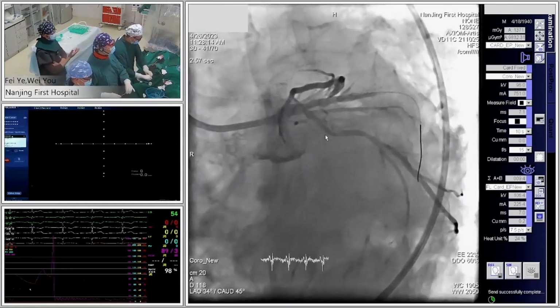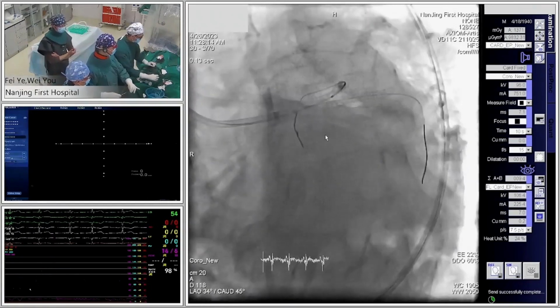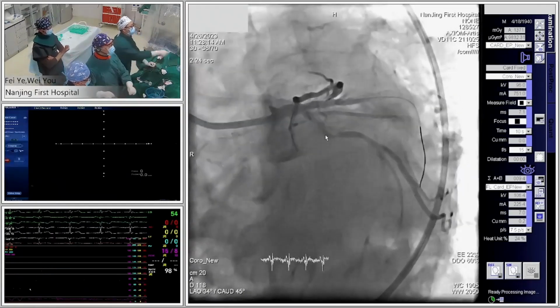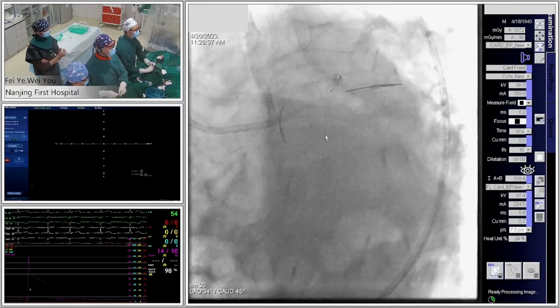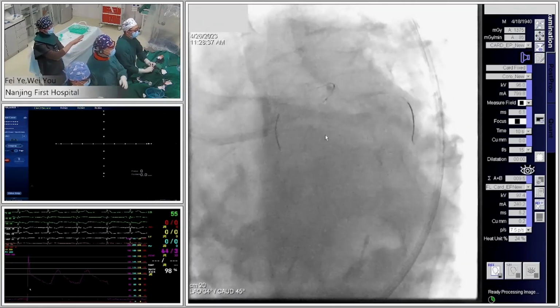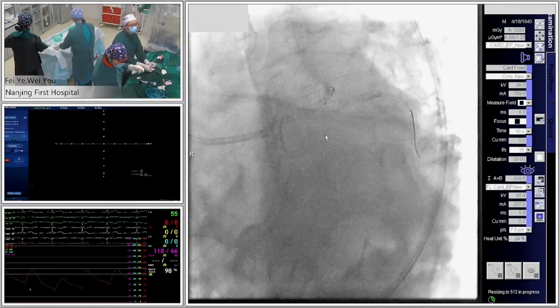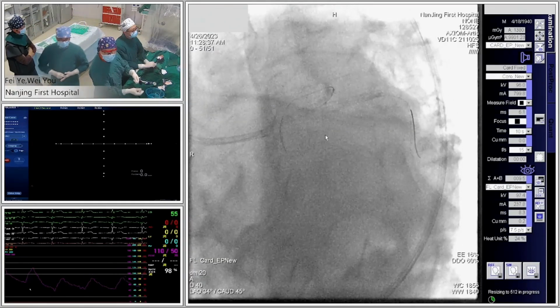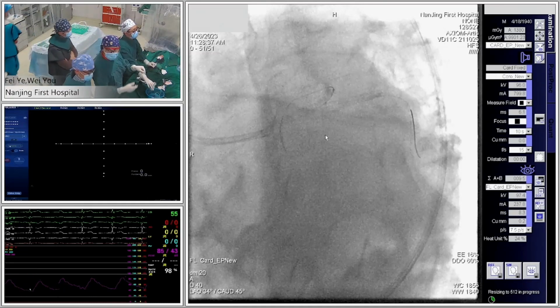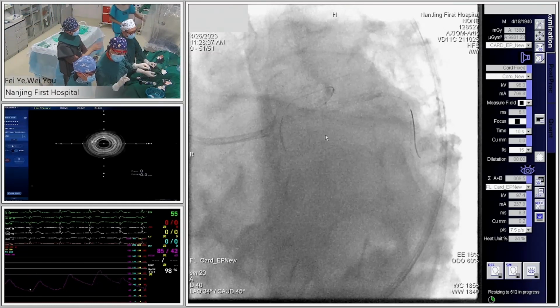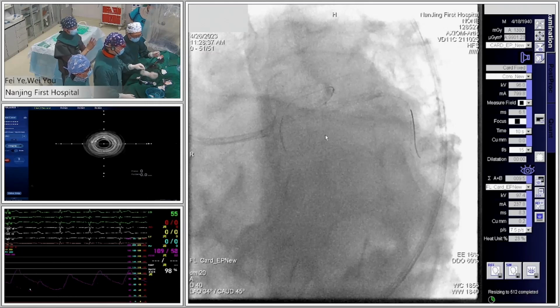Just because we give the patient dual antiplatelet therapy, including aspirin and clopidogrel. Another is heparin. Okay, make sure the wire is there. Okay, IVUS, please. But Chief, we have a 3.5 balloon preloaded. Yes. So 3.5 balloon. Maybe IVUS cannot pass. This is the same branch guiding catheter. Okay, that's no problem.